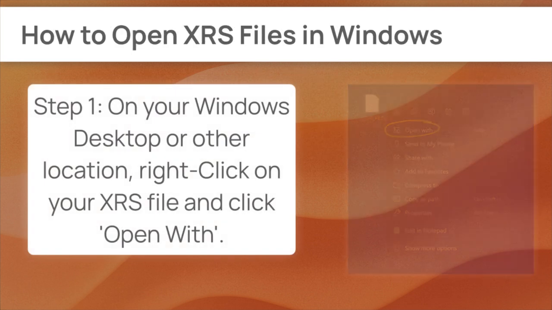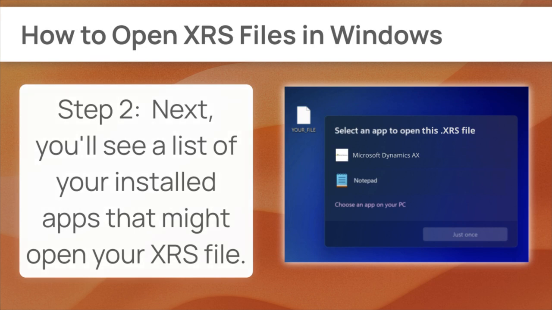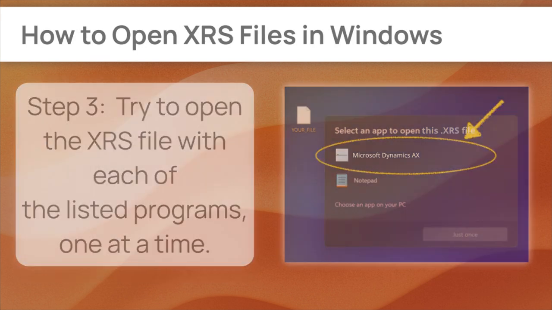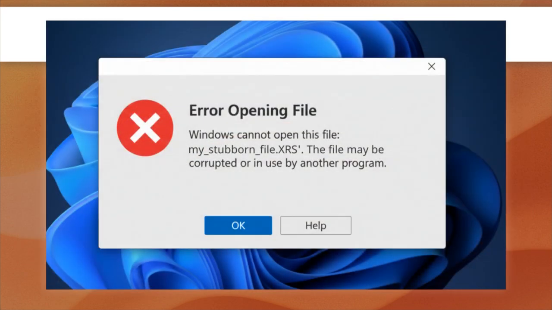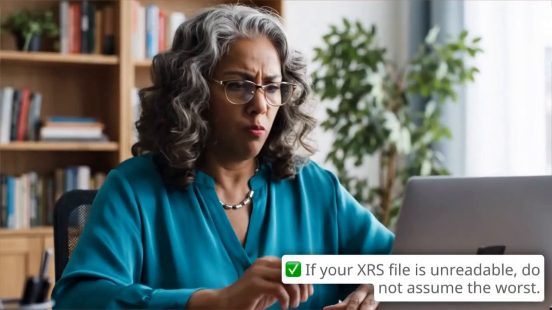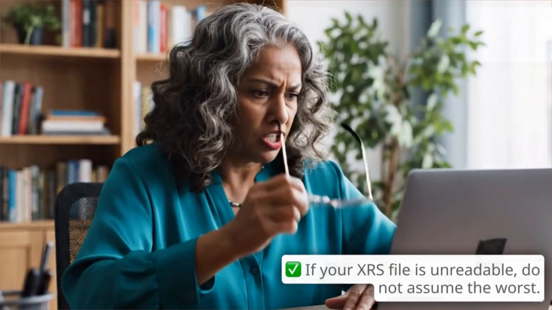Open the context menu by right-clicking the XRS file and selecting Open With. Start your test with Microsoft Dynamics AX if it shows up. If not, don't hesitate to try several other programs on your list. If your XRS file continues to fail when opening, that is okay. Since this XRS is a niche format, we can't assume a simple fix. Don't worry, we'll quickly check these key details to find where the error lies.